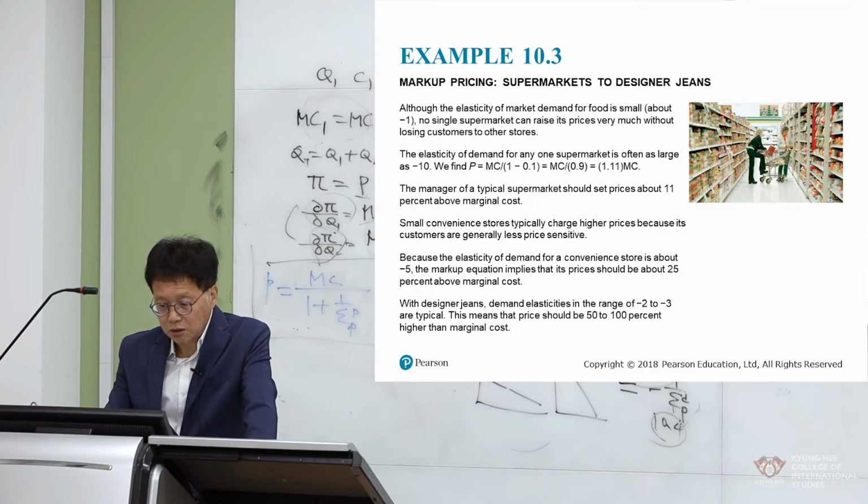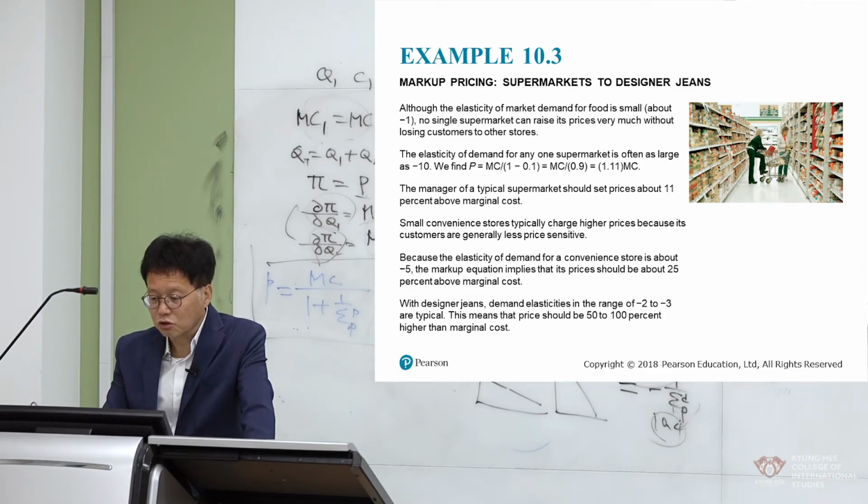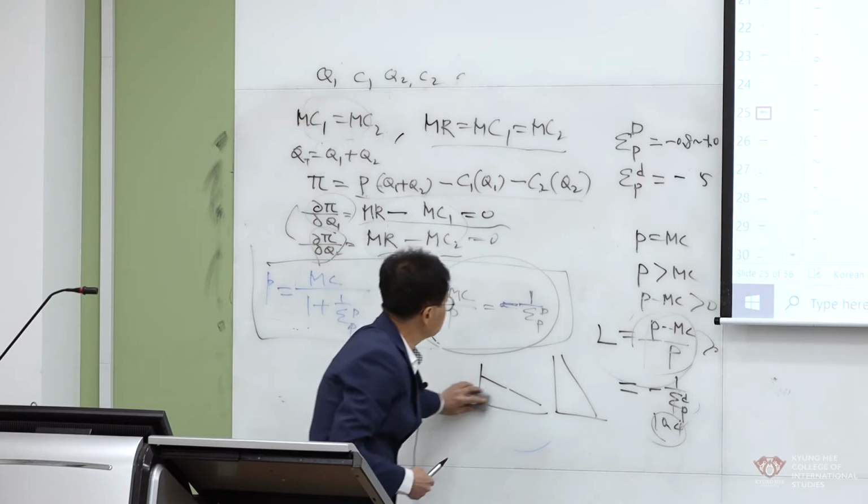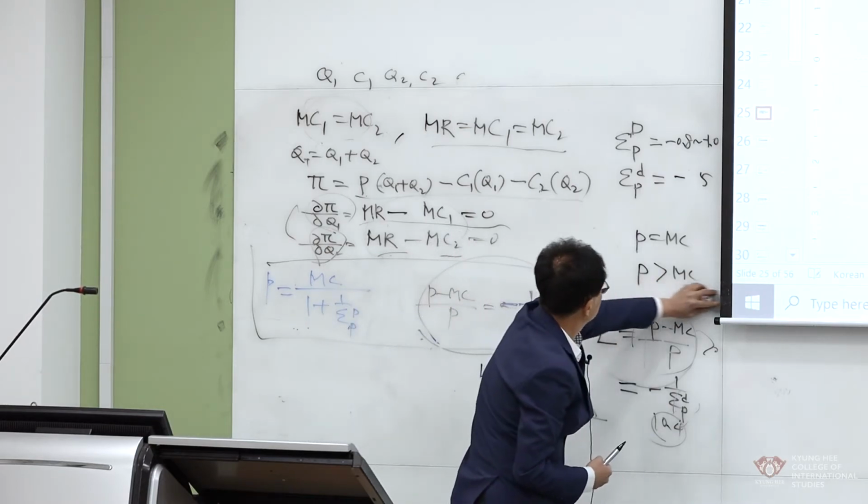Okay, then we go to the next slide. Slide number 25. Example 10.3, markup pricing, supermarkets to designer jeans. Although the elasticity of market demand for food is very small, right? Market elasticity of demand is very small.